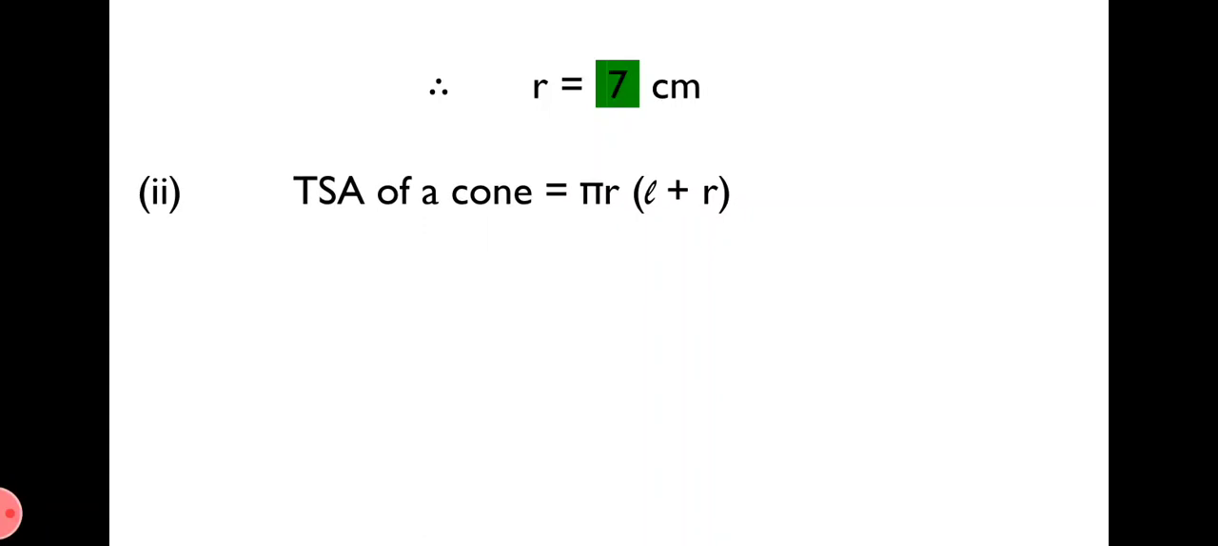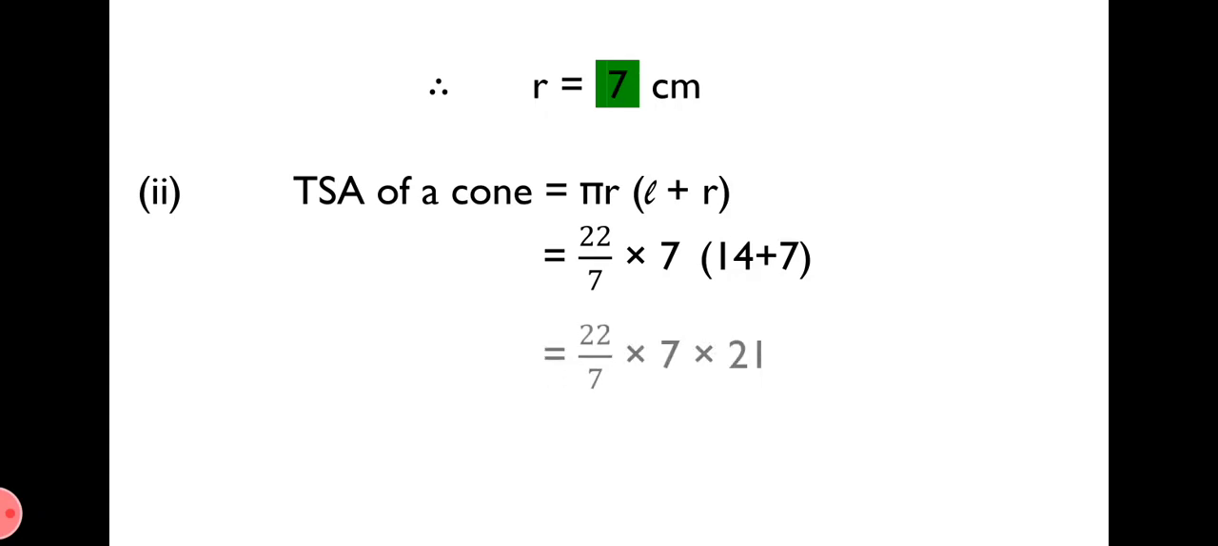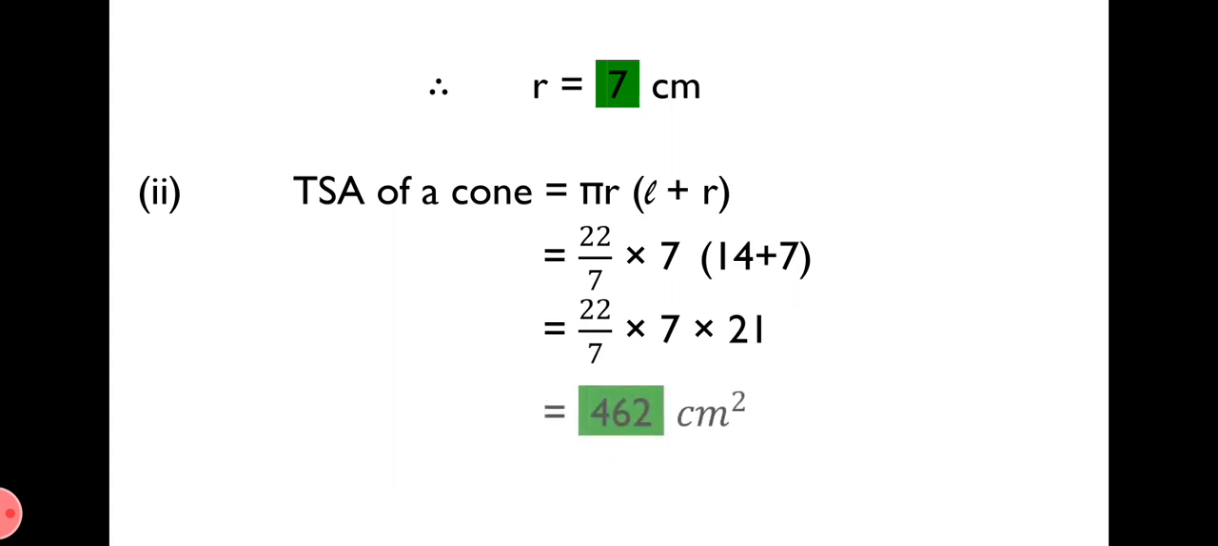On calculating, we get r equal to 7 centimeter. Therefore radius is 7 centimeter. Next, we have to find the total surface area of a cone. Therefore TSA of a cone equal to pi r into L plus r. Inserting the values we get 22 upon 7 into 14 plus 7. That is equal to 22 upon 7 into 7 into 21. That is equal to 462 centimeter square.